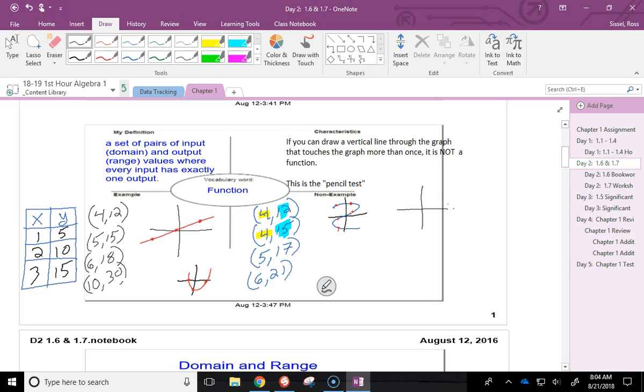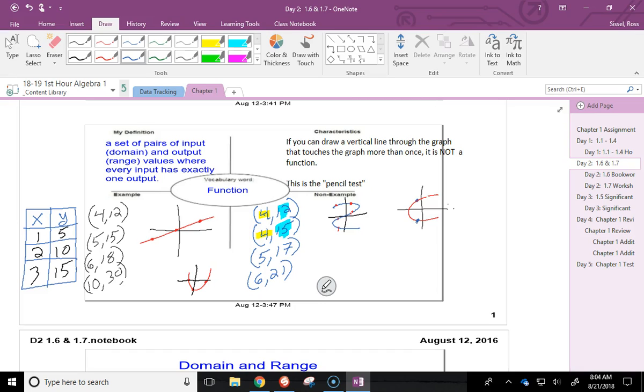If we did this bell curve, but we did it left to right, like that, that would not be a function, because with the pencil test, here and here, the x coordinate hits more than one. Does that make sense? You guys kind of getting the feel of a function?